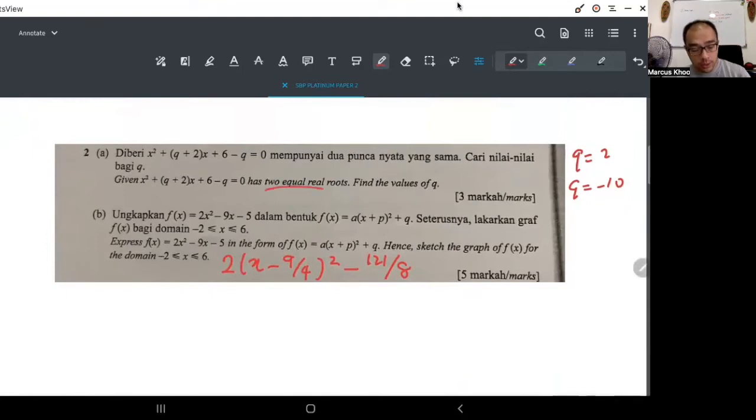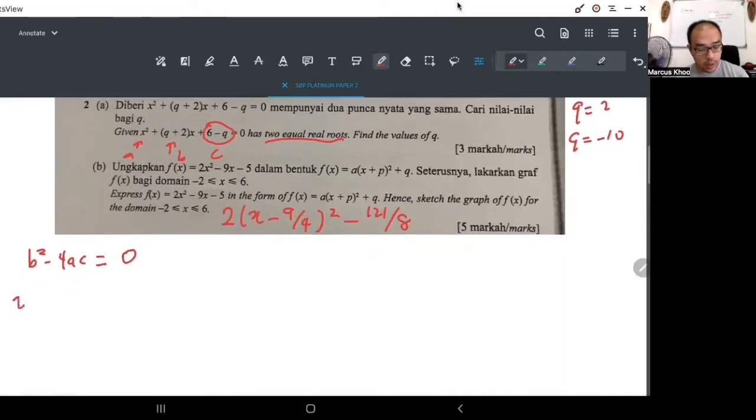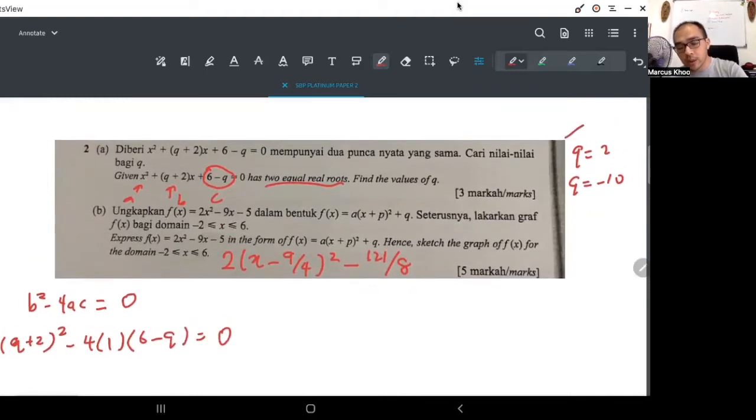Okay, 2 equal roots means b squared minus 4ac equals to 0. Okay, so we have our a over here. A is 1. This is our b, and this whole thing is the c. Okay, so you get q plus 2 the whole thing squared, minus 4 times 1 times 6 minus q equals to 0. Then solve and you will get these two answers now. Q equals to 2 and Q equals to negative 10.